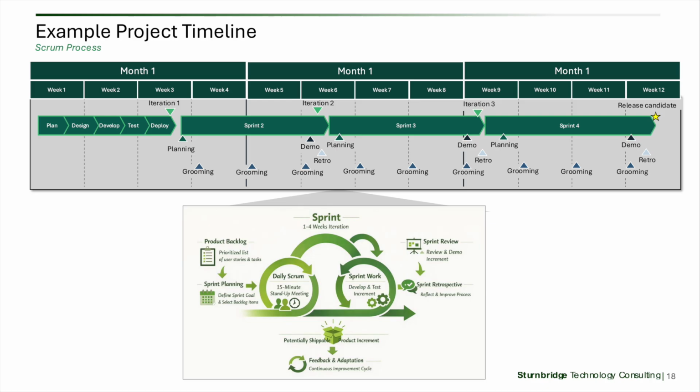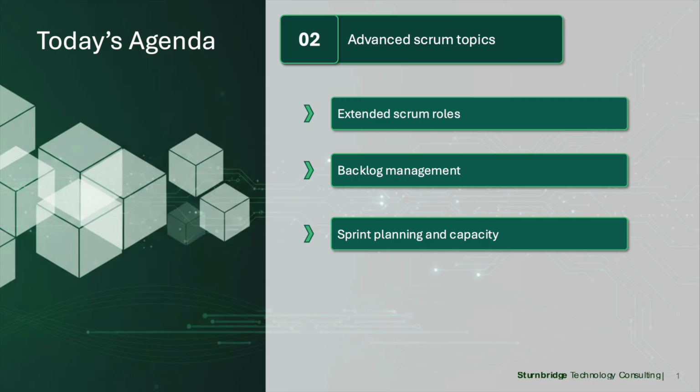Teams do not become effective because they memorize the framework. Teams become effective because they use the framework to inspect, adapt, and improve how work moves through the system. This is an important point to end on. Advanced Scrum is not about making Scrum more complicated. Advanced Scrum is about making Scrum more practical.